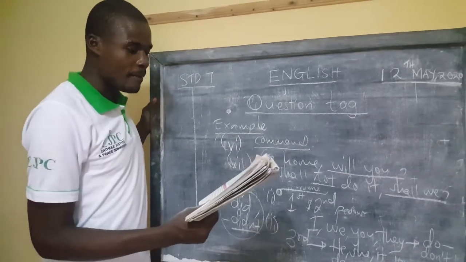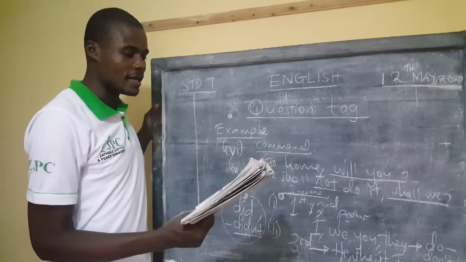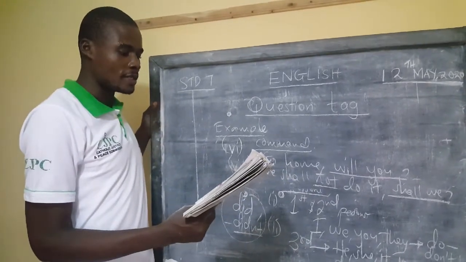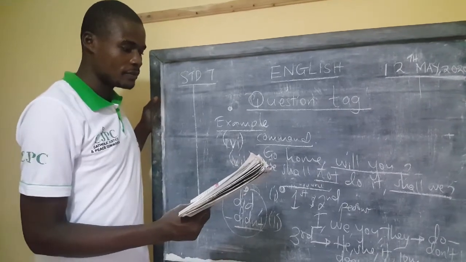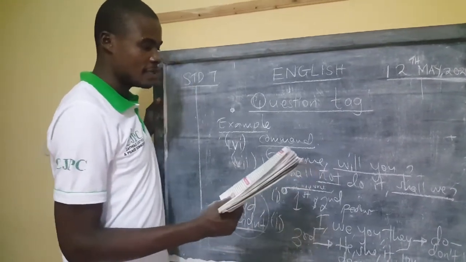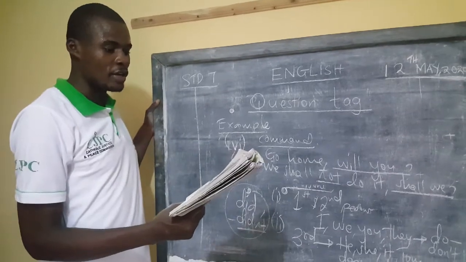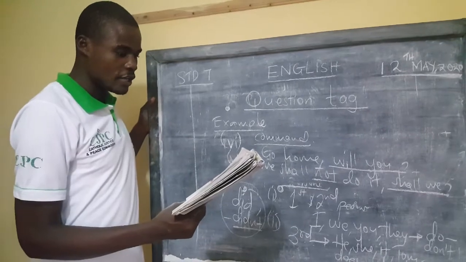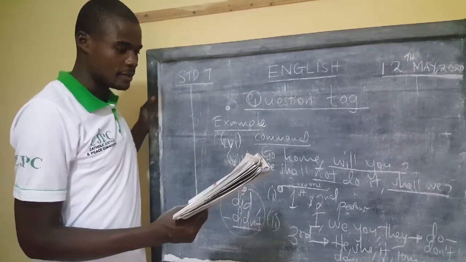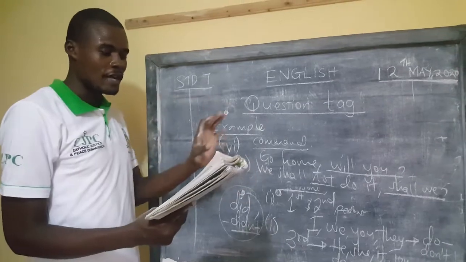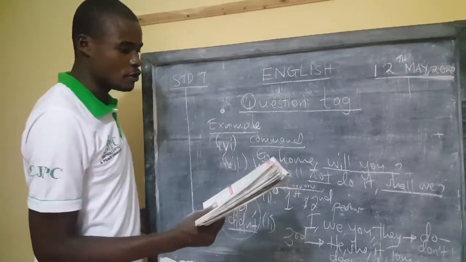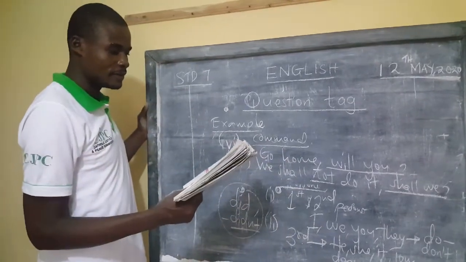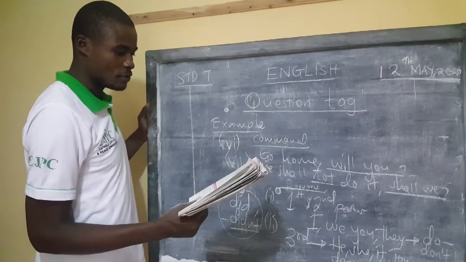Number two, the farmer did not want to sell his car. Did not, that is a negative. The farmer did not want. So we talk of did he? We are assuming the farmer is a he or a she. Did she or did he? It did not rain at all yesterday. The word not there tells us that it is negative. So what is the question tag? Did it? It did not rain at all yesterday. Did it becomes our question tag, and so on.